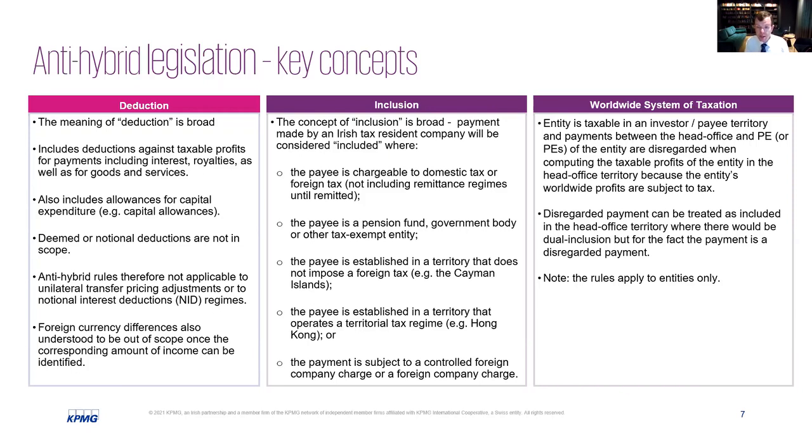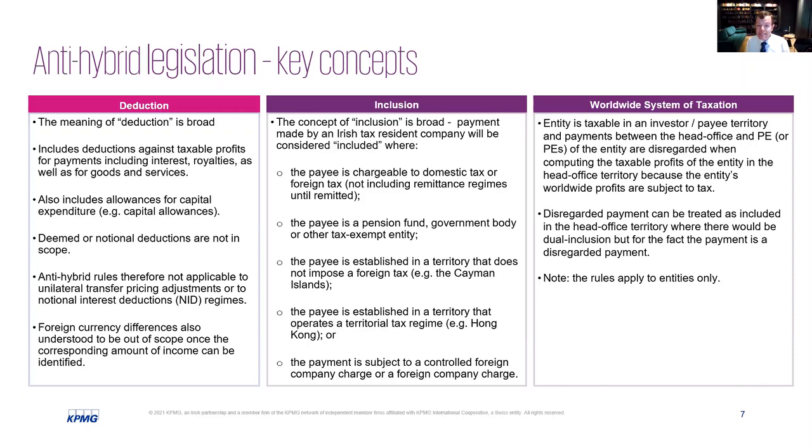It is included in the taxable income of the recipient. That's straightforward enough. But we need to think about other situations where there might not be a mismatch, there might not be any tax planning or any kind of tax structuring going on, but there might not be tax paid by the recipient. And the obvious example, which is the second bullet in the middle column, is the entity is a tax-exempt entity like a pension fund.